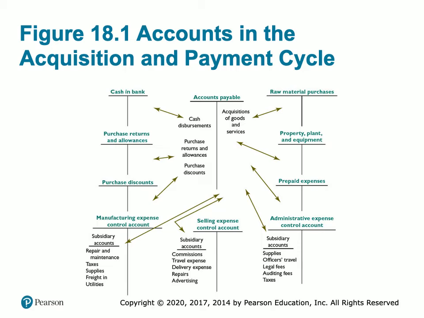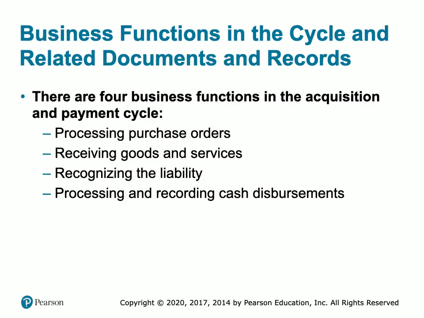So again, on the accounts payable side, as you recall from your Business 20 class, when you set up an accounts payable, you're debiting the asset or expense that you're acquiring, and then you're crediting accounts payable. And then when you're paying the bill, it's a credit to cash and a debit to accounts payable to wipe it out. Okay? So the main functions in this cycle are processing purchase orders, so the authorization to make a purchase.